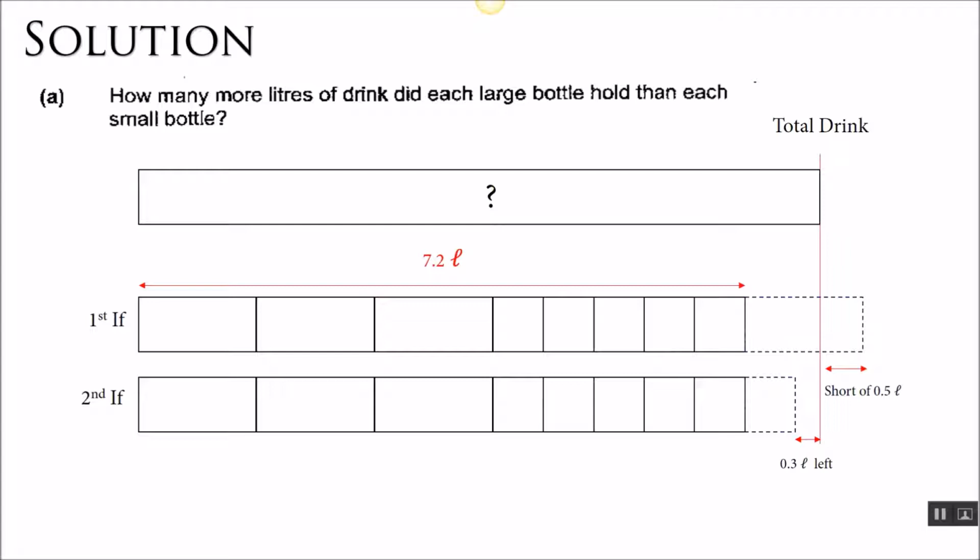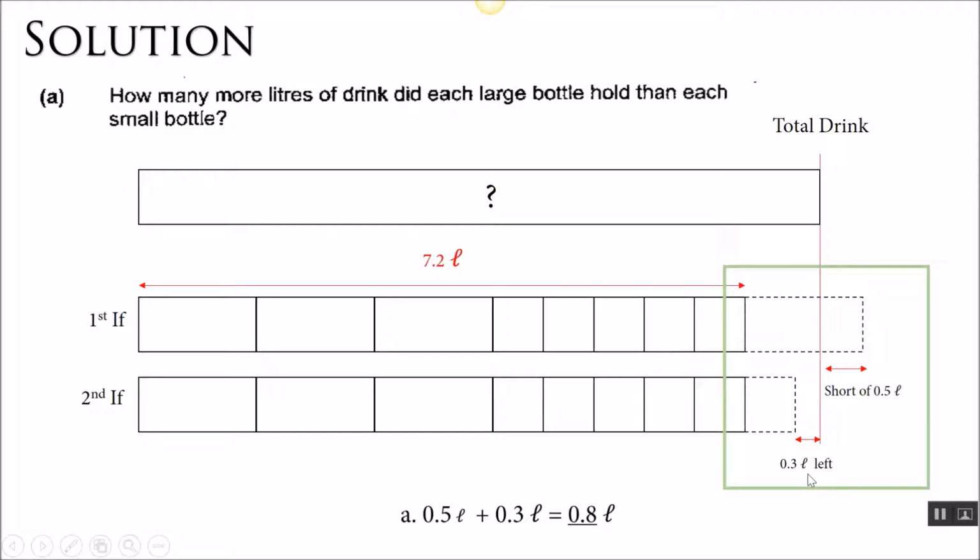So comparing, the question asks me to find the difference between 1 large bottle and 1 small bottle. To do this, let's focus on the last part of the model, which is over here. The difference of 1 large bottle and 1 small bottle will just be 0.5 liter plus 0.3 liter. And that's where I get the answer for part A, which is equals to 0.8 liter.